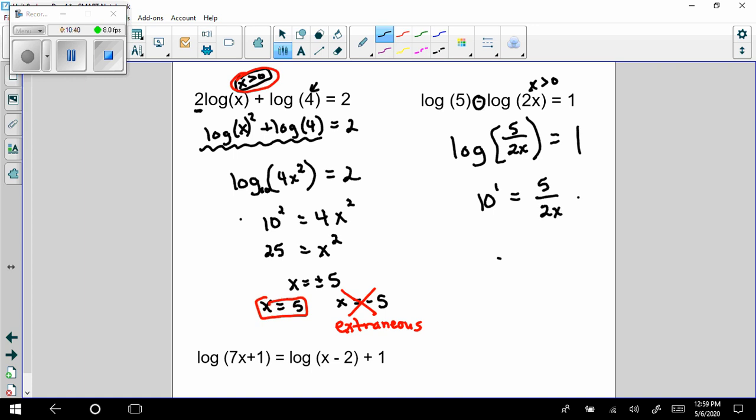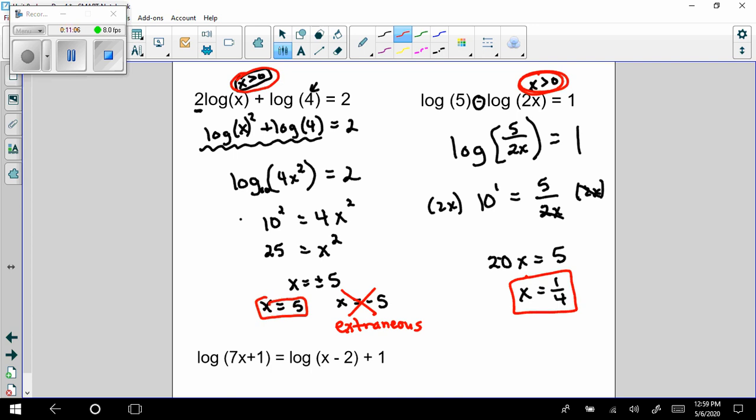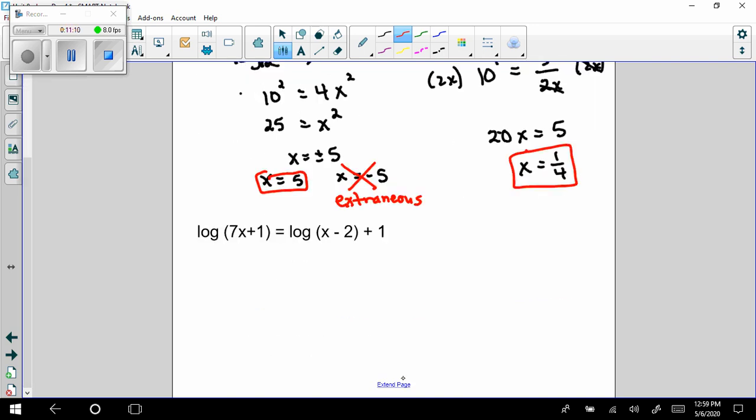If I multiply both sides by 2x to solve, I get 20x equals 5. Divide by 5, I get x equals 5 over 20, or 1 over 4. Check my domain. X has to be greater than 0, and 1/4 is greater than 0. So I should be good as long as I did the math correctly.